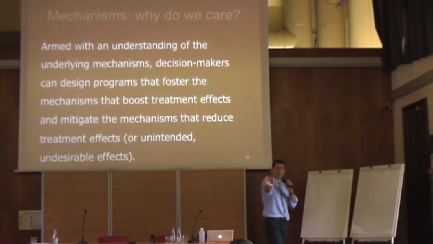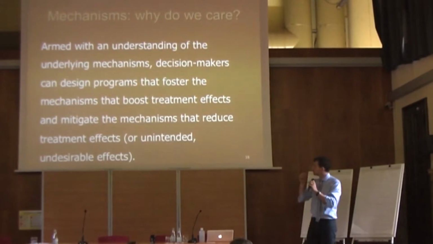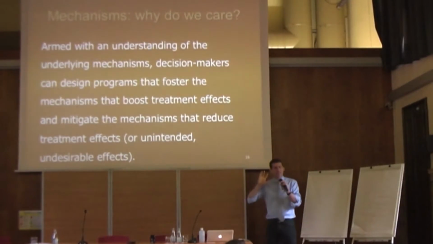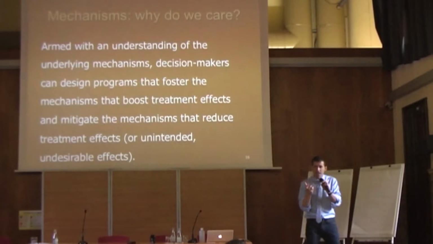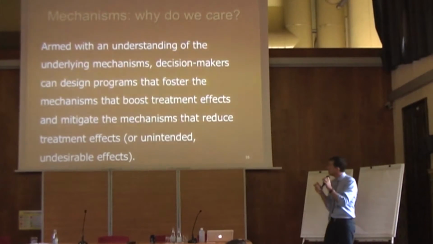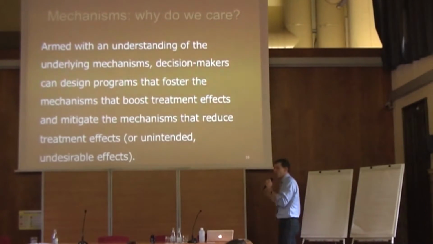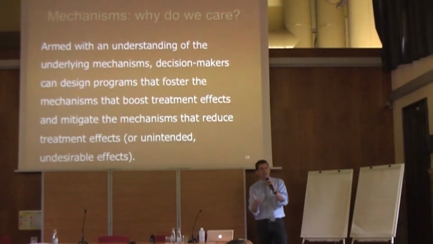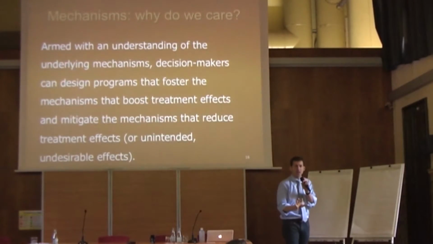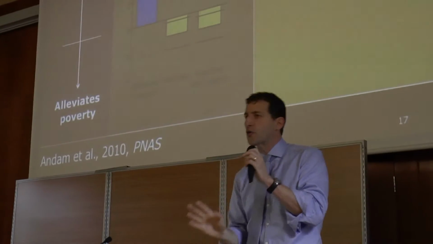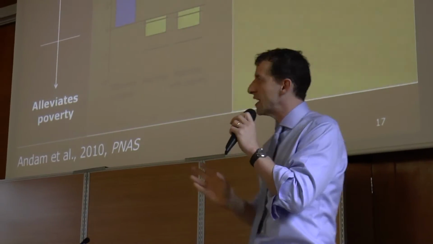All right, so for the rest of the time I want to talk about the mechanisms. Mechanisms, intermediate variables. Why do we want them? Because we have the sense that if we knew what the mechanisms were, how these things work, or how they fail to work, we could design better programs, programs that boost the positive aspects of the mechanisms and mitigate the negative aspects of the mechanisms. So I'm going to give you an actual concrete example of identifying mechanisms.